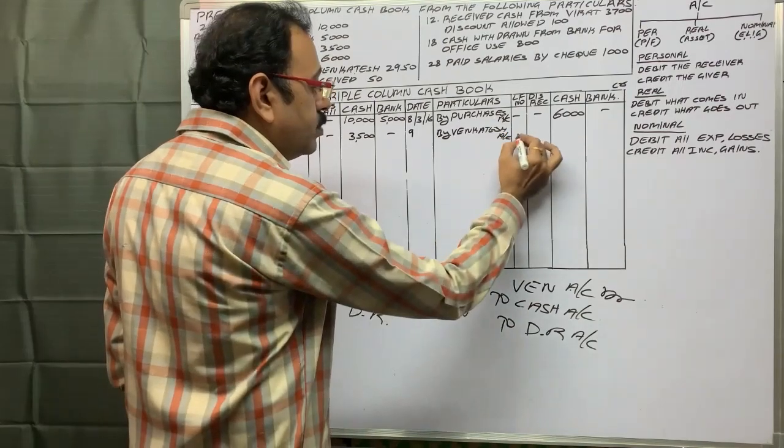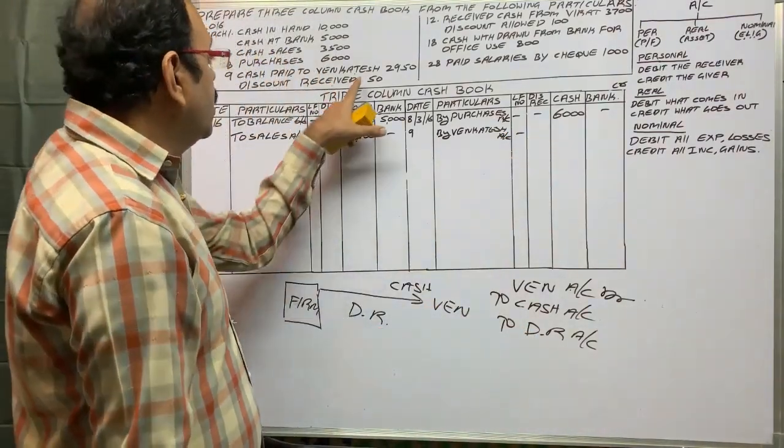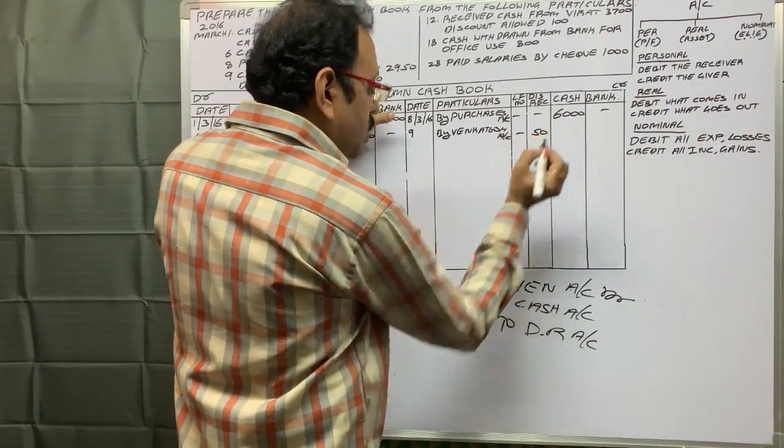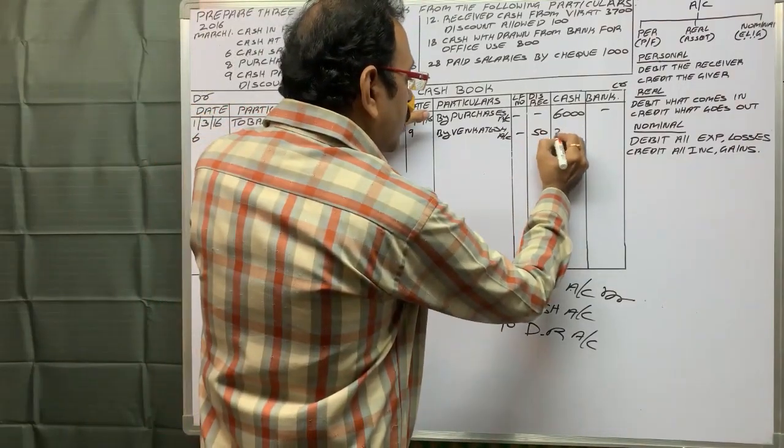Venkatesh account. Since the discount received amount is also there, in the discount column write down the discount amount, and in the cash column, cash.